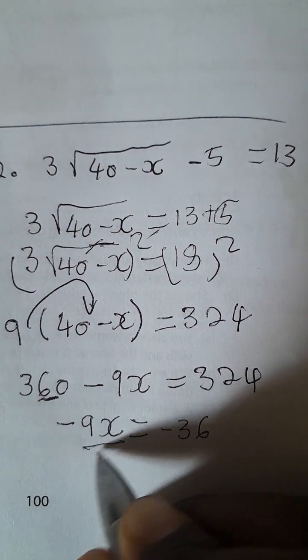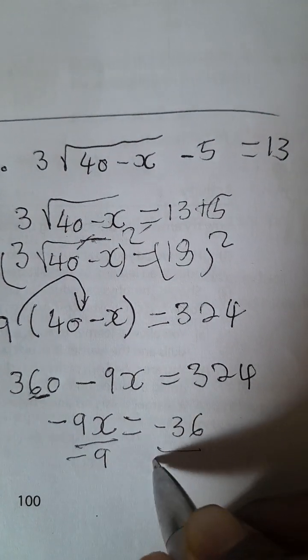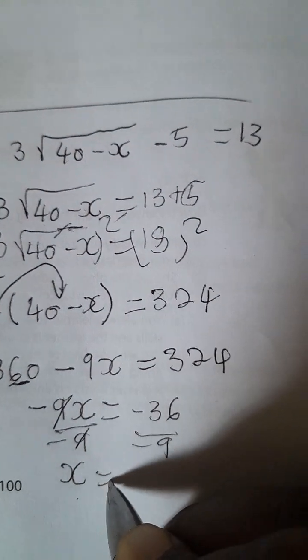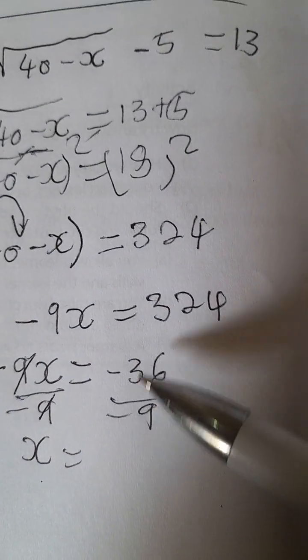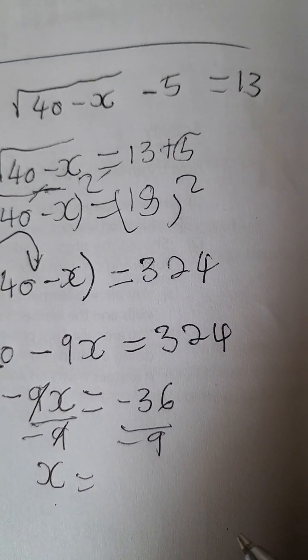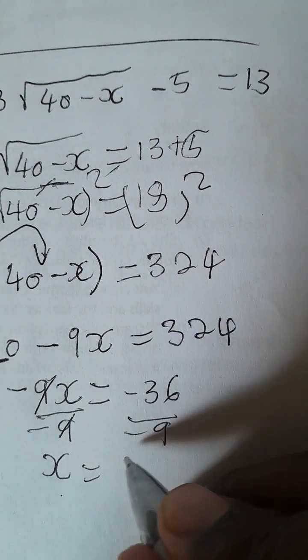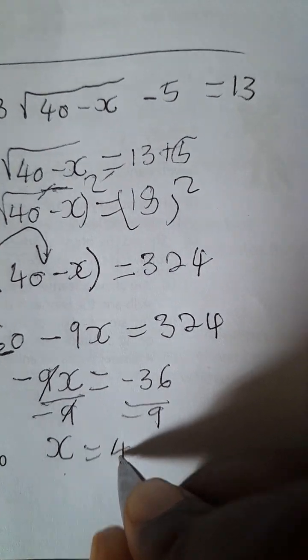So we need to make x the subject. We are going to divide both sides by negative 9. So this and this will cancel. Then let's make x the subject. How many times does 9 go into 36? It goes 4 times, because 9 times 4 is 36.